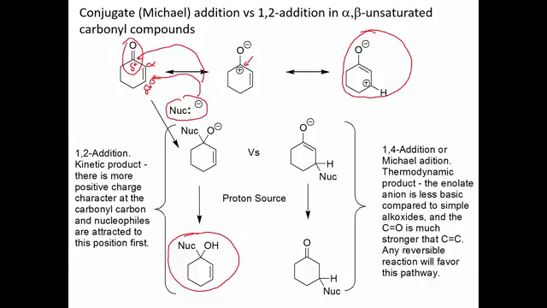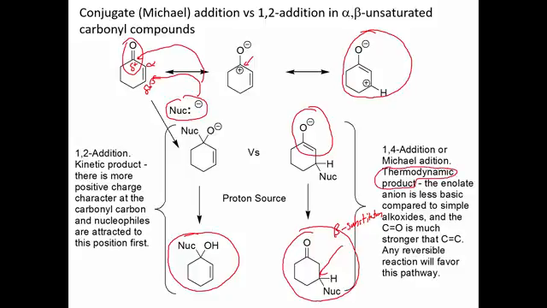Okay, in the Michael addition reaction, the nucleophile adds to the beta carbon to get an enolate anion, and after the proton source is added, you get a compound where you have a beta substitution. So the substituent ends up at the beta position. This is called 1,4 addition or Michael addition. Okay, and this is the thermodynamic product. This is the more stable product.